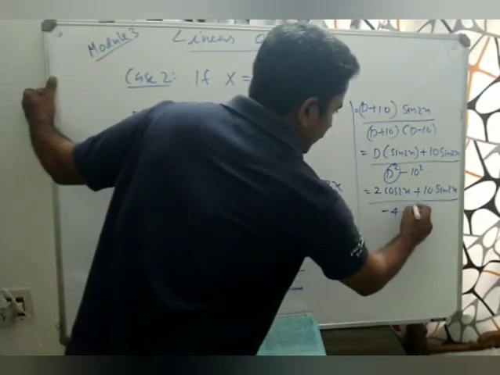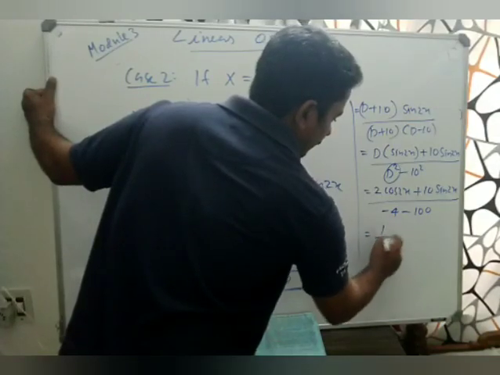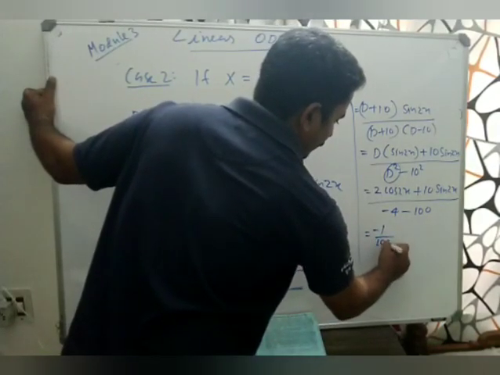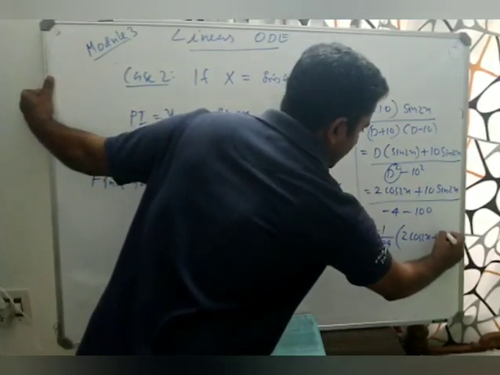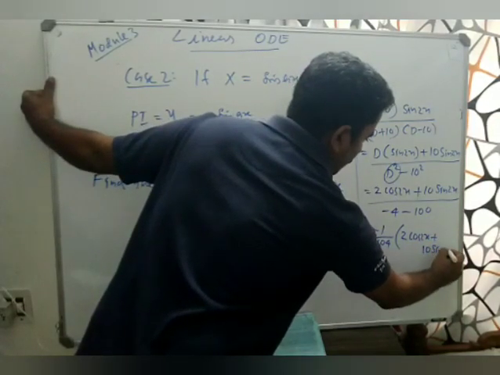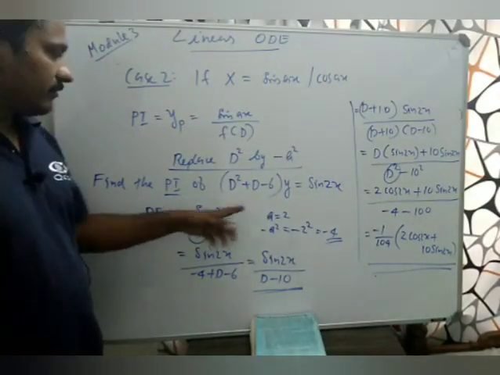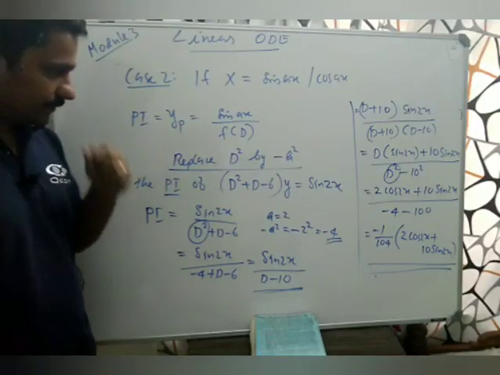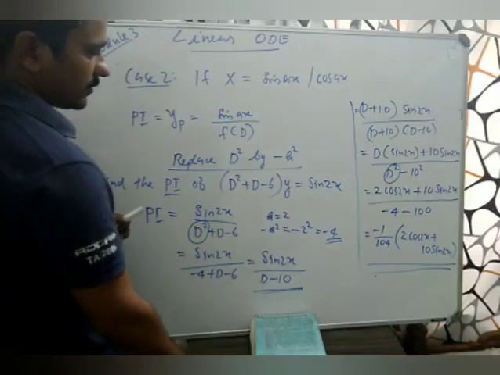So minus 4 minus 100. And the answer is minus 1 by 104 times (2 cos 2x plus 10 sine 2x). This is the particular integral of this problem. All right. Hope you understand that. Next, we'll do one more problem.